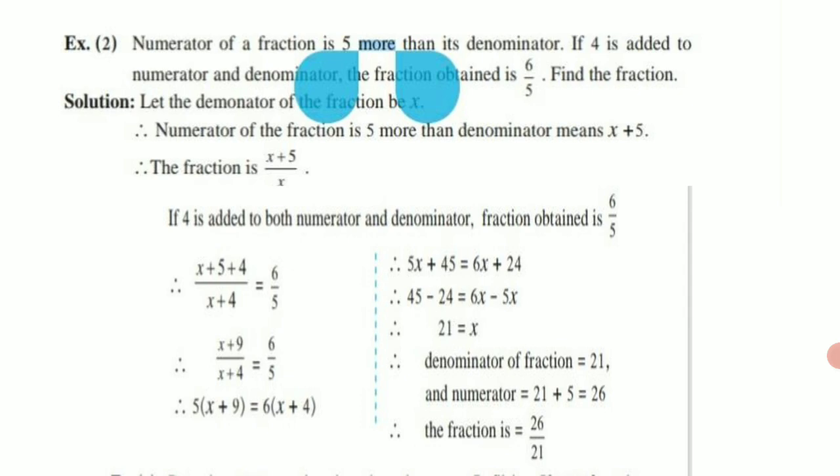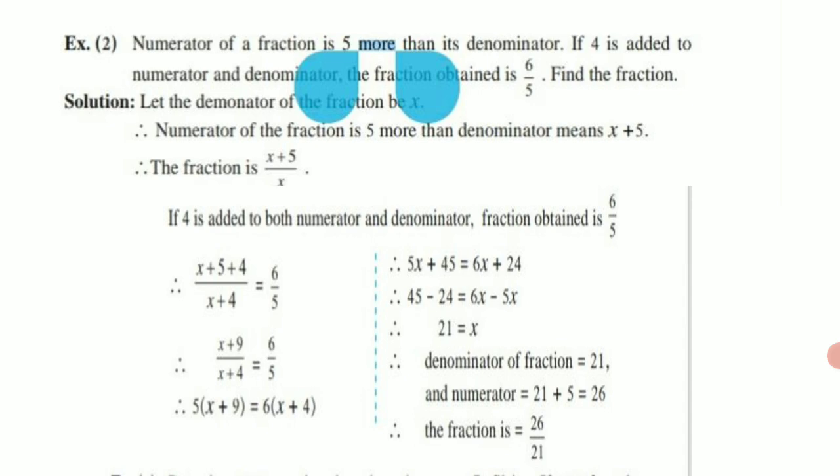Second example. The numerator of a fraction is 5 more than its denominator. If 4 is added to the numerator and denominator, the fraction obtained is 6 upon 5. Find the fraction. Solution: Let the denominator of the fraction be x. Therefore, numerator of the fraction is 5 more than denominator, means x plus 5. The fraction is (x plus 5) upon x. If 4 is added to both numerator and denominator, the fraction obtained is 6 upon 5. Therefore, (x plus 5 plus 4) upon (x plus 4) is equal to 6 upon 5. Therefore, (x plus 9) upon (x plus 4) is equal to 6 upon 5.